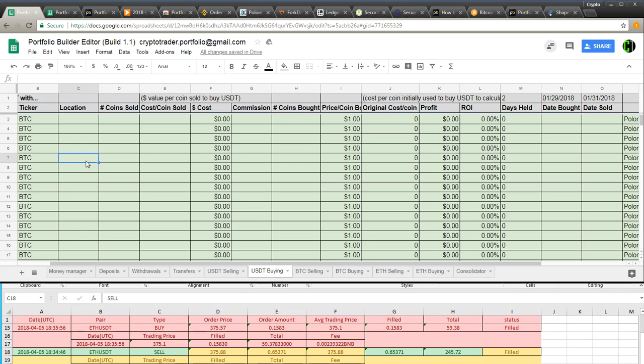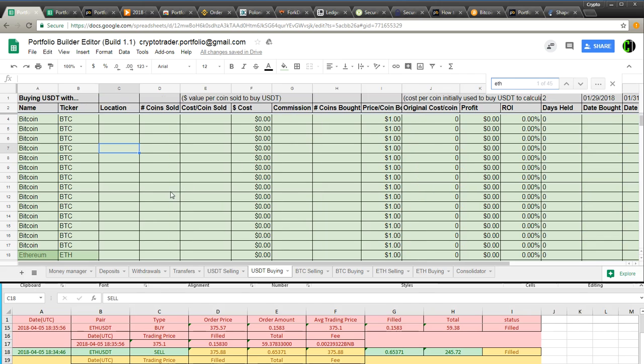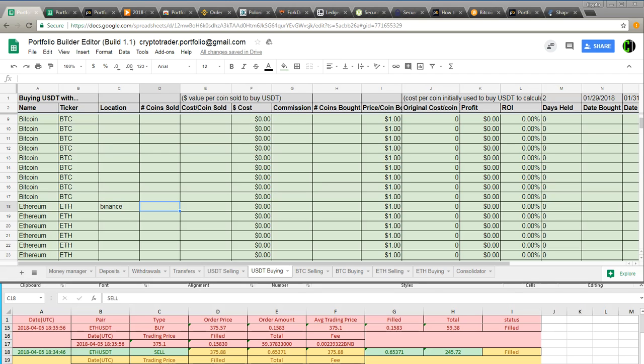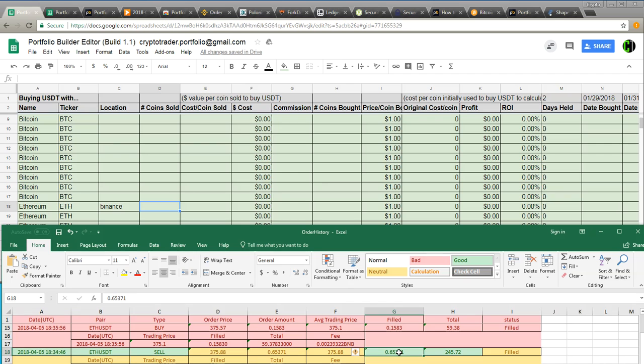So I go to the tab. I'll hit Ctrl F to get my search bar up. I can type in ETH to find the currency pair. Hit the X button. I can type in my location. And now the rest is pretty easy. If you read these notes up here, it helps you keep everything straight, because it could be easy to mix up the coins sold and the coins bought. But if we read it carefully, we are selling Ethereum. So coins sold will be Ethereum, which is this input right here.